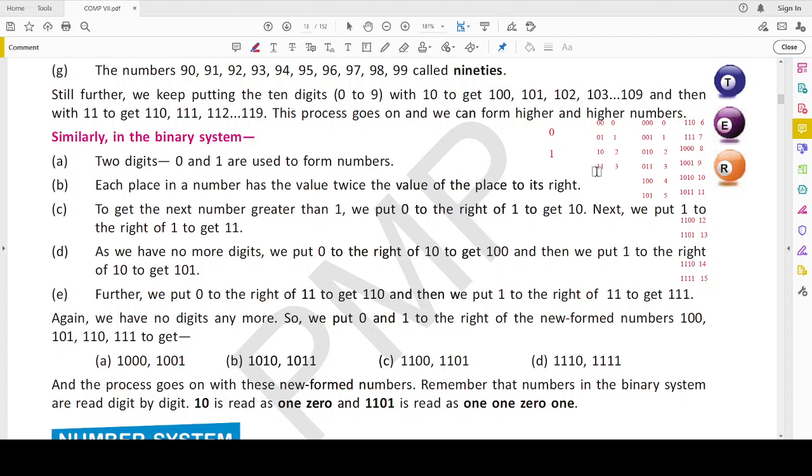Now you cannot represent any more numbers like 4. You cannot represent a decimal 4 using only 2 digits, only 2 bits. Can you? No, you cannot, because all the combinations have been used up.